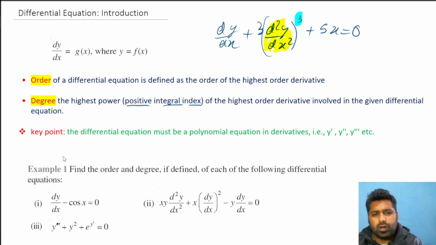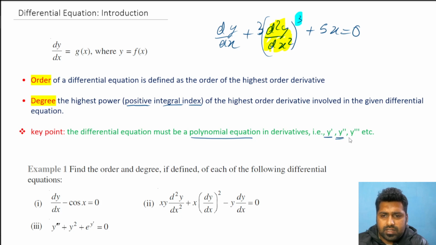Now a very key point for degree, specifically I'm talking about degree, because order can be defined for any differential equation, but degree may or may not be defined for any equation. So what is the condition for degree to be defined? The key point is that the differential equation must be a polynomial equation in derivatives, means y dash, y double dash, y triple dash. In simple language, y dash, y triple dash should be in polynomial form.